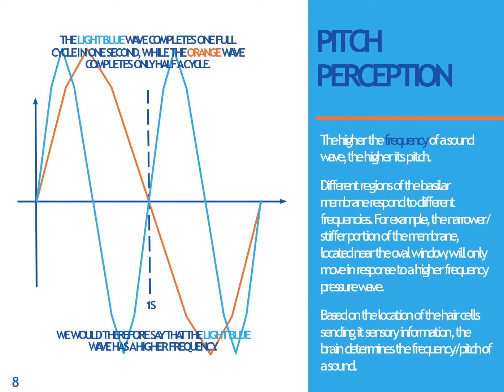Let's talk about pitch perception. The higher the frequency of a sound wave, the higher its pitch. Different regions of the basilar membrane respond to different frequencies. For example, the narrower, stiffer portion of the membrane, located near the oval window, will only move in response to a higher frequency pressure wave. Based on the location of the hair cells sending its sensory information, the brain determines the frequency, or pitch, of a sound.